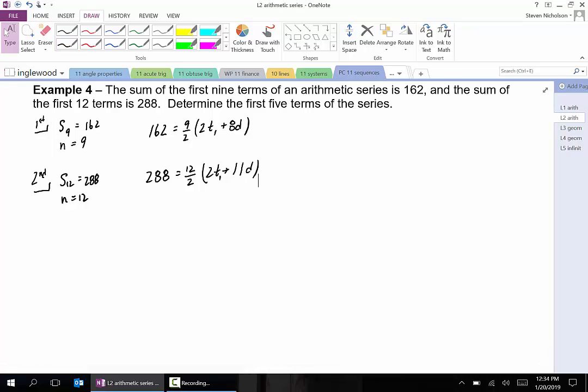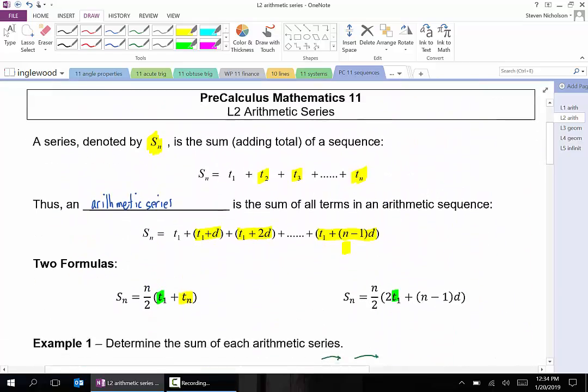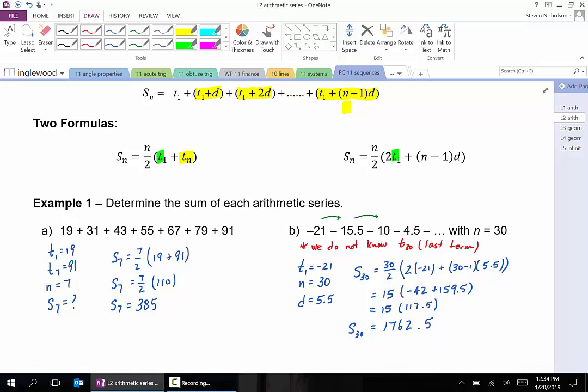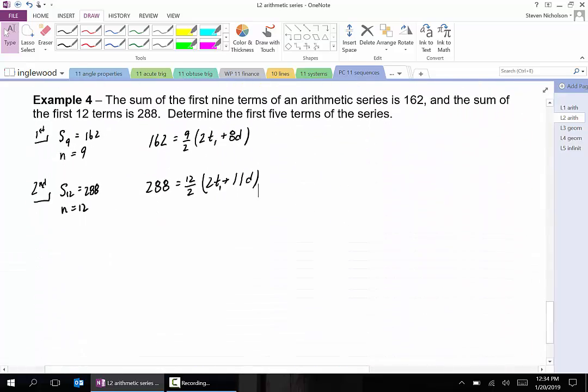Now, if you had gone up above and used the other formula, the T1 plus Tn, when you do your 2 systems, the T1s would be the same, but the problem is T of 9 and T of 12 are not the same number. So when you try to solve that system, the problem is you have too many things you don't know. That's why I chose this one, because the T1 and the T1 are the same, because it's the same series, and the common difference is the same.